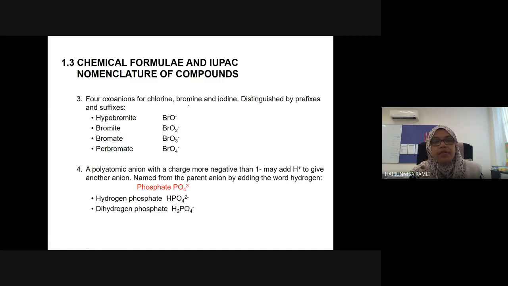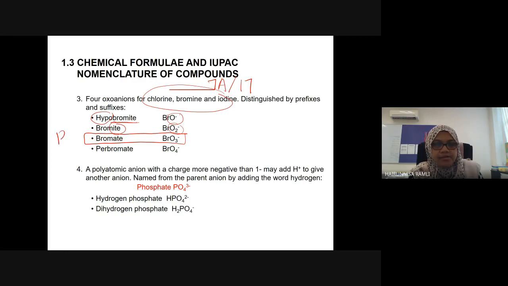Same goes to this one. For group 7A or group 17 in your periodic table, chlorine, bromine or iodine, your reference is bromate. If you remove one oxygen, this will become bromite, ITE. If you remove another oxygen here, it will become hypobromite. This stays the same, with hypo added. But for bromate, this is your reference. If you add one oxygen, O4, you have to add per in front. So these rules apply to all of these, and also to sulfate. Sulfate SO4 2 minus, you remove one, SO3 2 minus, that's why it becomes sulfite, ITE.